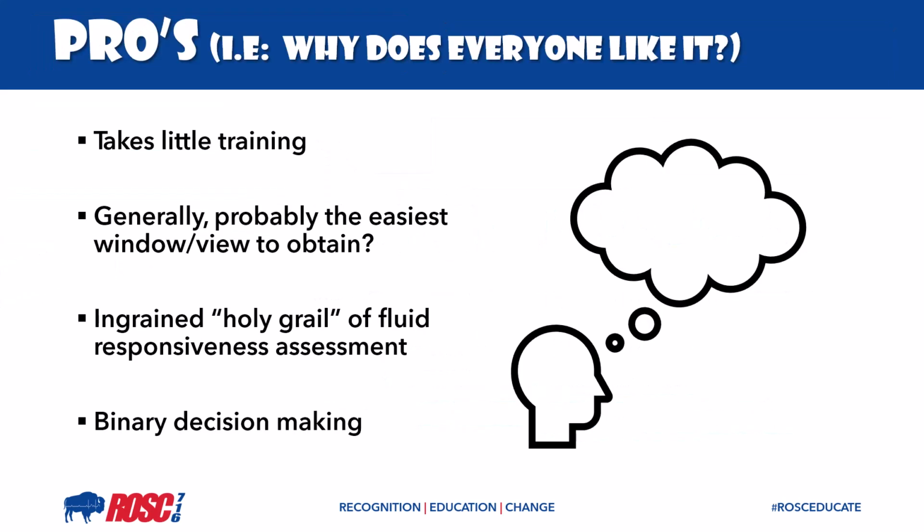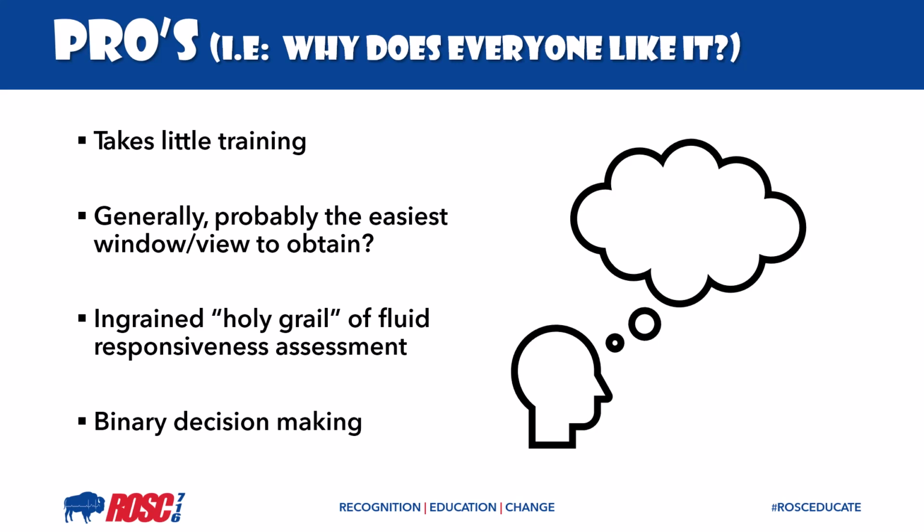So what are the pros of doing IVC or IVC variation? Better said, why does everybody like it and keep doing it? So first of all, it takes very little training. Hop on YouTube and do a handful of proctored exams. My sarcasm is actually backed by literature. Generally, it's probably the easiest window view to obtain. This would be the subxiphoid or subcostal window.